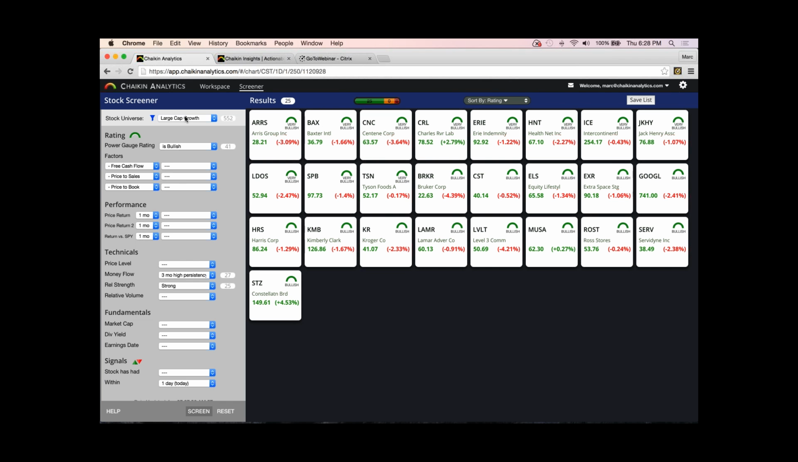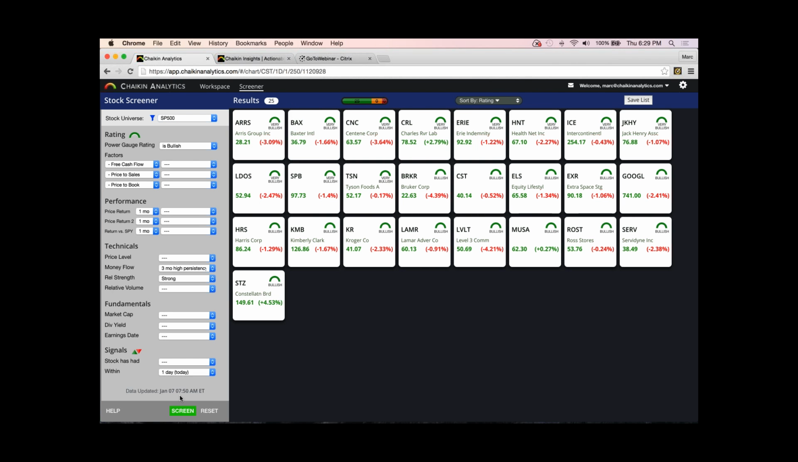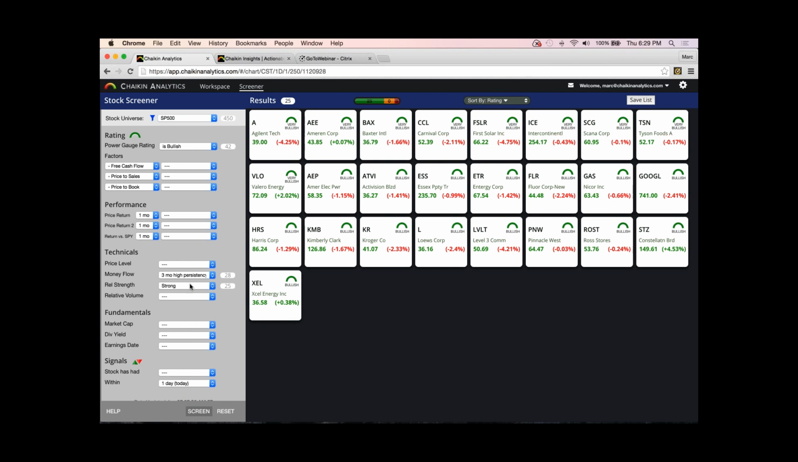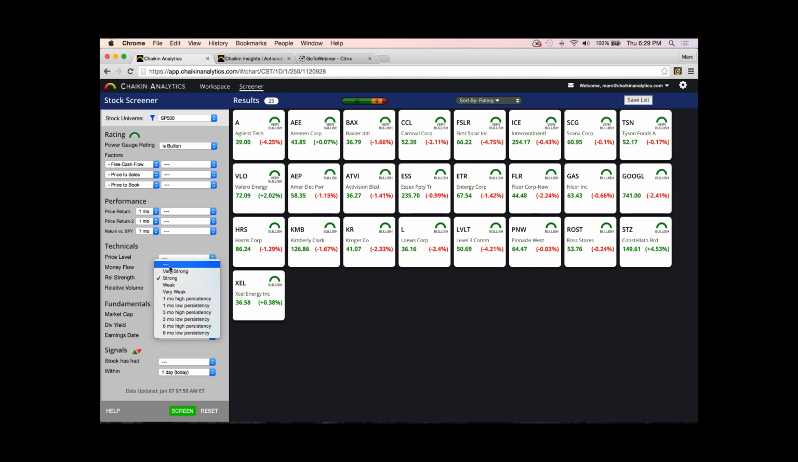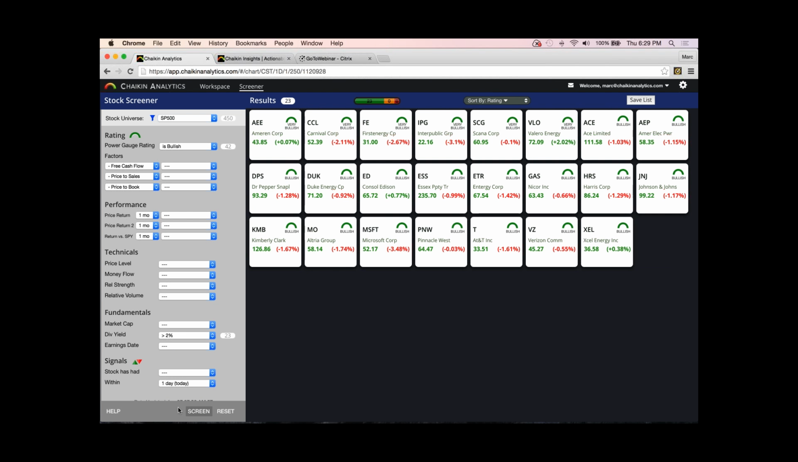Let's say you're looking for dividend stocks. So you're starting with the S&P 500. Let me blank everything out. I could have just hit the reset button. And you want stocks that yield at least 2%. So in the S&P 500, you've got 23 stocks with bullish ratings that yield 2% or more.